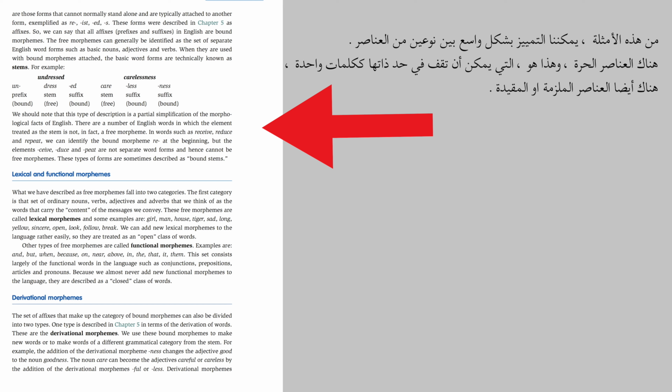undress and ed. فهنا prefix suffix. عندك carelessness. الstem أو الفري morpheme هو care suffix less و suffix ness، بس ness ما تيجي قبل less. أكو sequence معين بها. هذه اقرأ لأنه ضروري جدا.